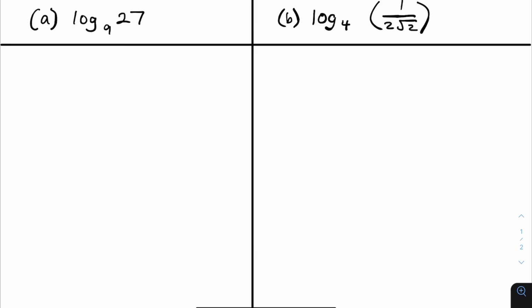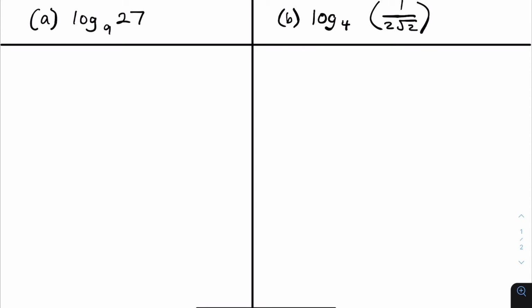So for our final question, let's evaluate these two parts. So we have log 9 27 as our first part. Well, we can use two methods. We can either use the change of base rule, or we can use our understanding of logarithms, which would be more effective without the calculator.